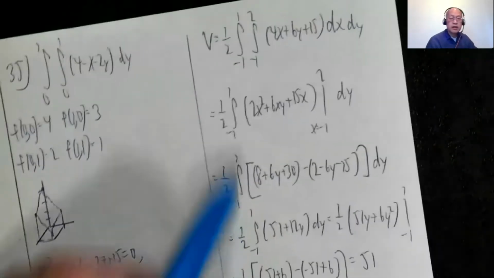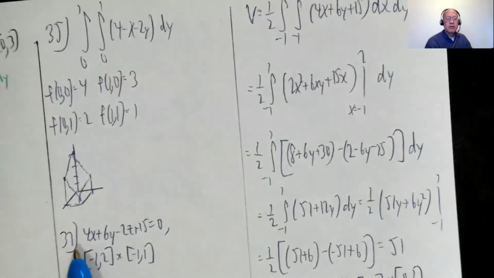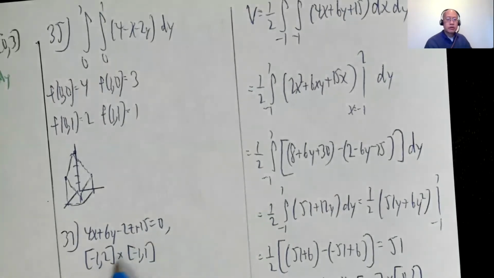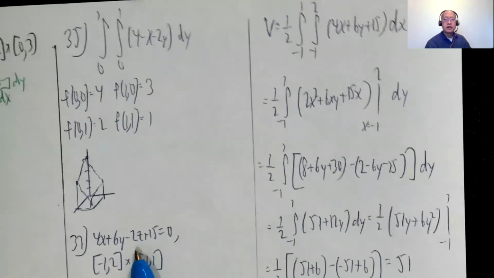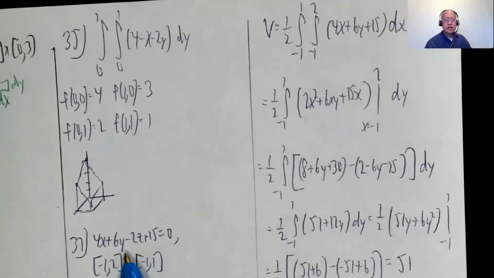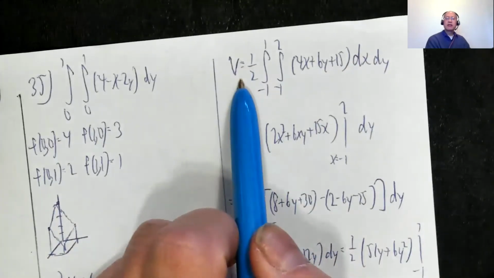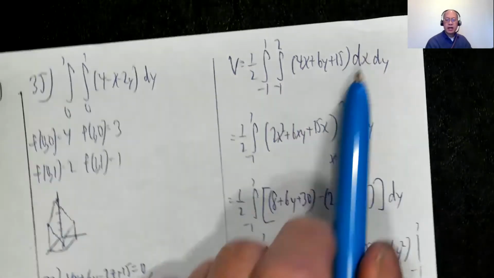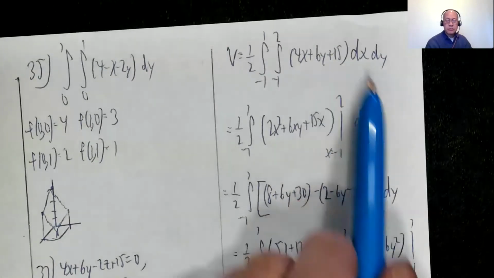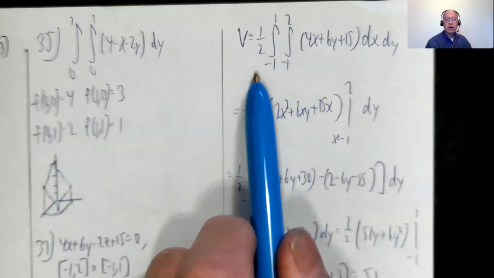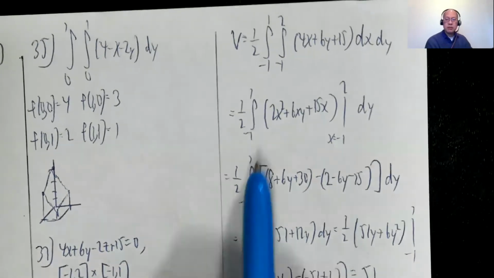All right, and then 37. 4x plus 6y minus 2z plus 15 equals 0, over [-1, 2] cross [-1, 1]. Okay, so first you want to solve for z. Z is equal to (4x plus 6y plus 15) over 2. I factored out the 1/2 and integrate this. I just had to go dx dy. So x is negative 1 to 2, y is negative 1 to 1.